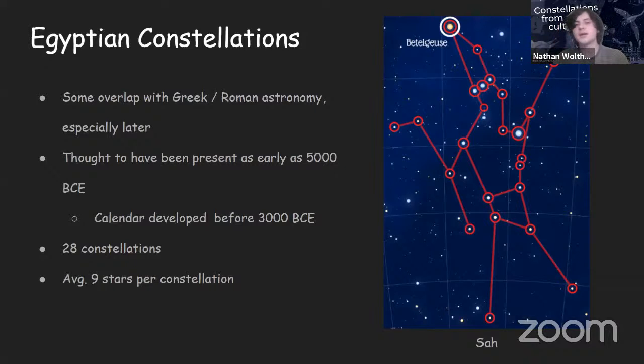For Egyptian constellations, from what we know, there's a significant amount of overlap with Greek and Roman astronomy, especially during the later periods of Egyptian astronomy. This is due to the fact that Rome, Greece, and Egypt were all part of the Mediterranean and were all in very close contact with one another, so there was a lot of cultural exchange going on, even if names weren't actually being transferred from one to the next.